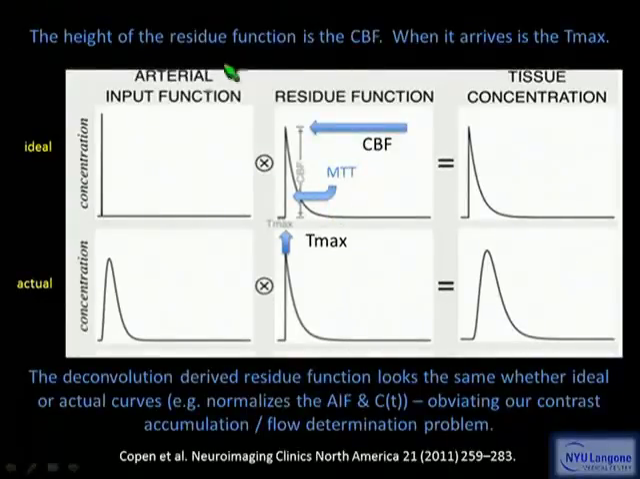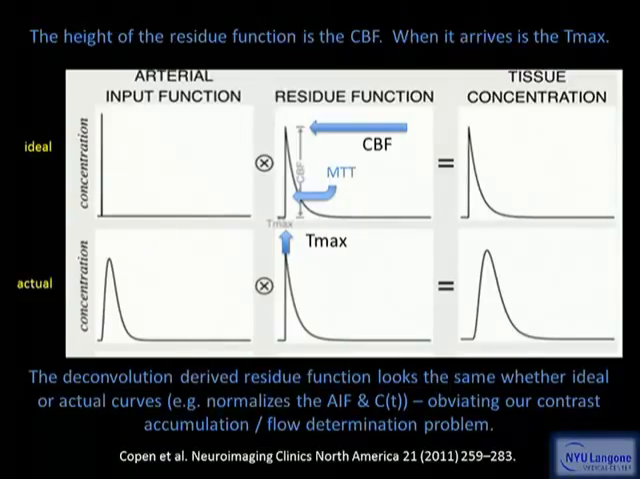So, this is what the residue function looks like. It's a sharp upslope curve with a fairly rapid downslope. The height of that curve is the cerebral blood flow, and that makes sense because if you deliver a lot of contrast into a voxel, you'll have a large signal. If you deliver a small amount of contrast into the vessel, you'll have a smaller signal. So the height of that impulse represents the cerebral blood flow. When that happens is called the Tmax. The downslope of the curve is the washout of the tissue, and the average of that, the mean weighted average, is the mean transit time.